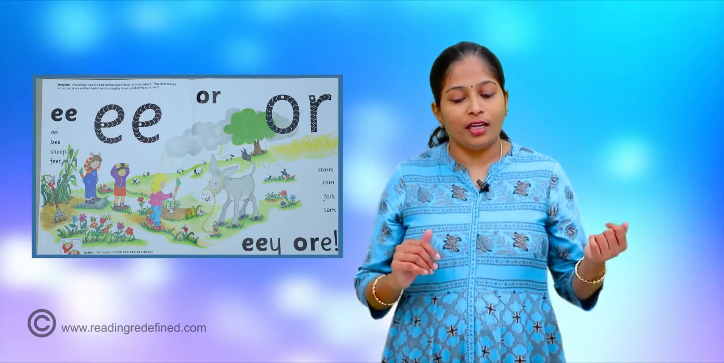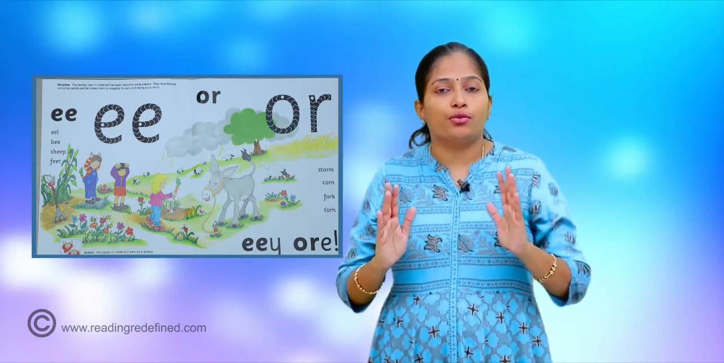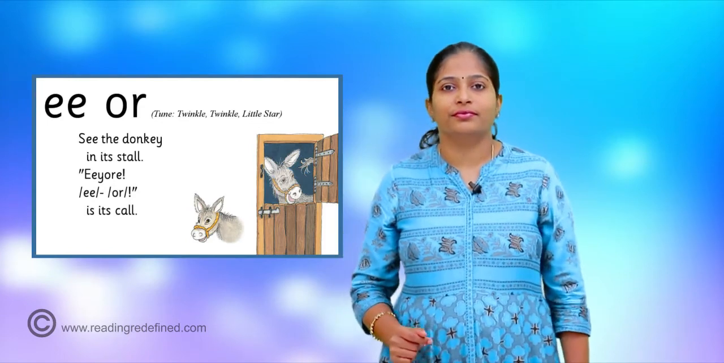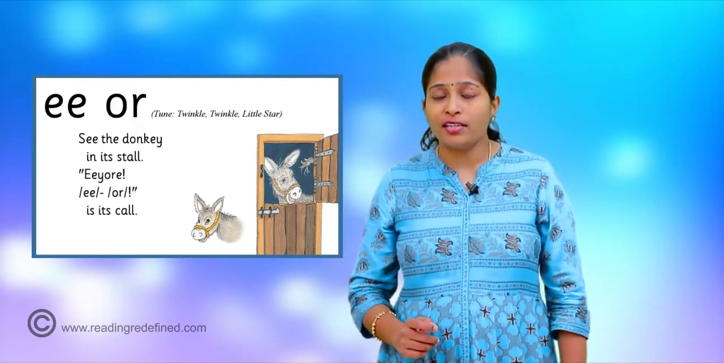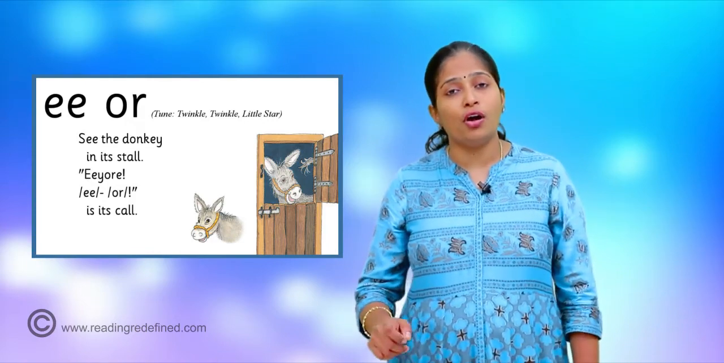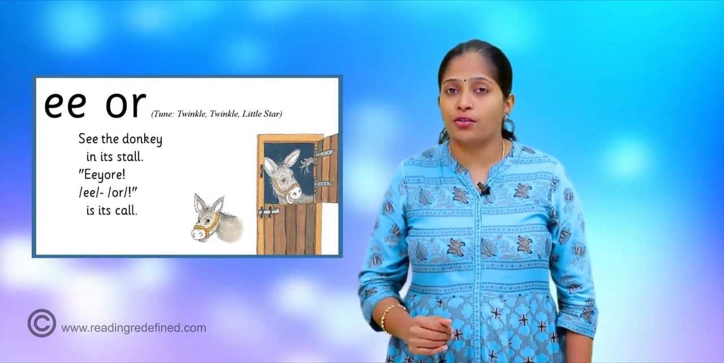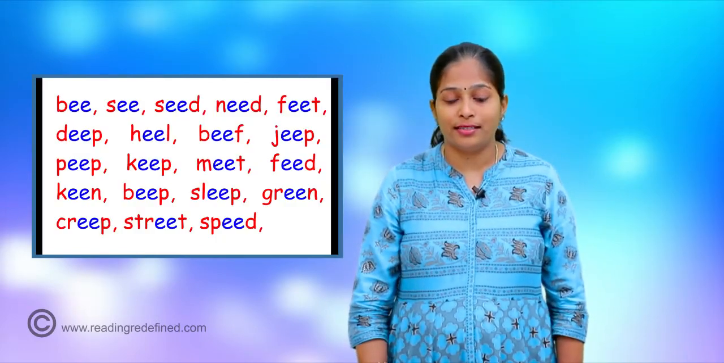Yeah. So, now E, O, E, O. Let's get into the song. See the donkey in its stall. E-or is its call. So, shall we try to blend few words?